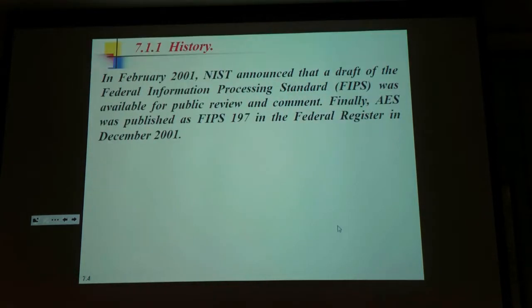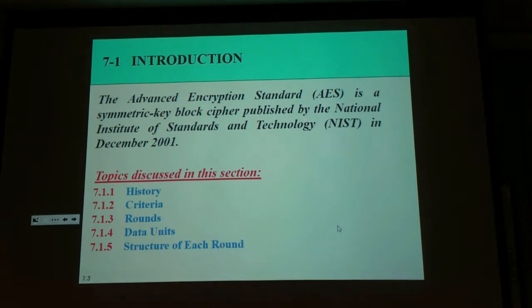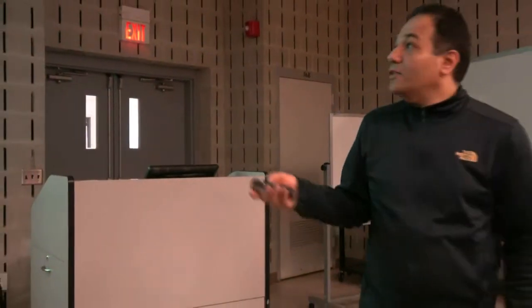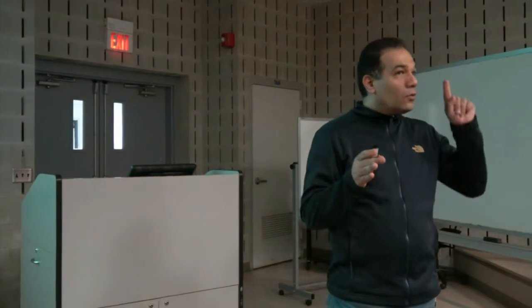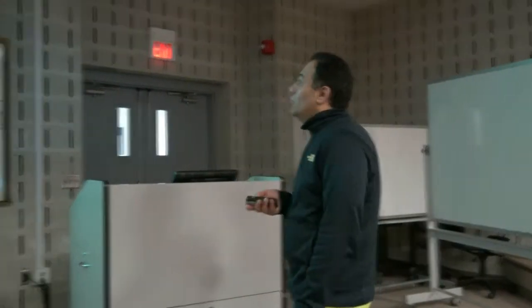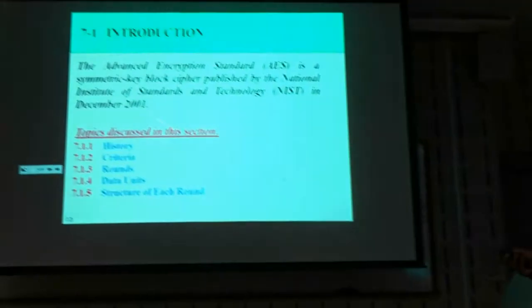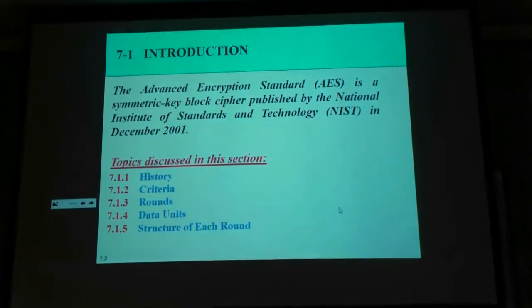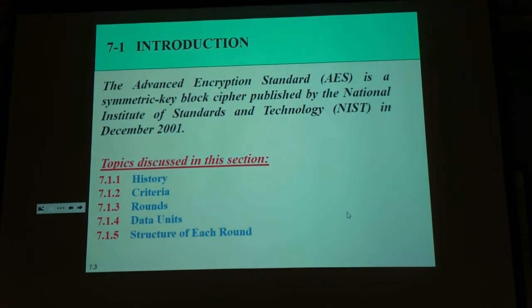First of all, the Advanced Encryption Standard is a symmetric key block cipher, exactly like DES. So we're talking about blocks: we are encrypting block by block, and it's symmetric. Symmetric means what? One private key is used. It's been there, I think, since 2001, so it's been around for a while.